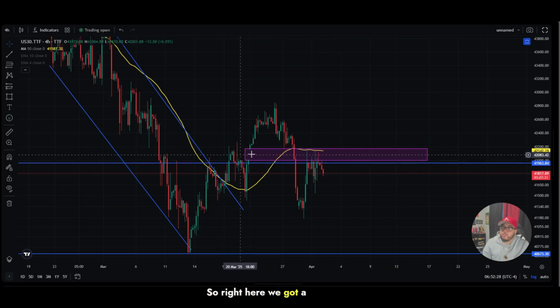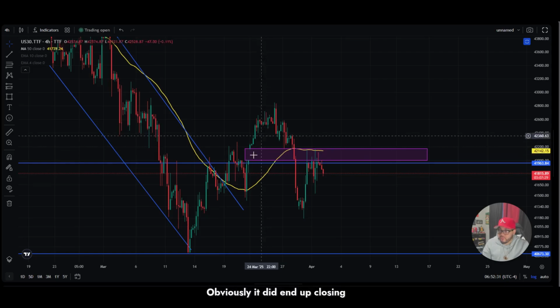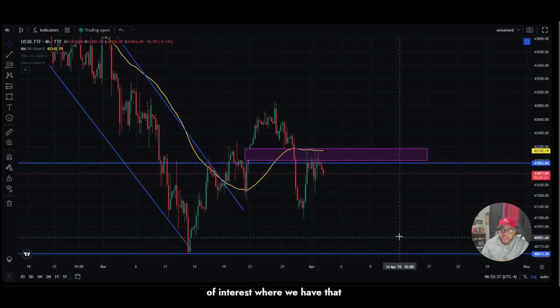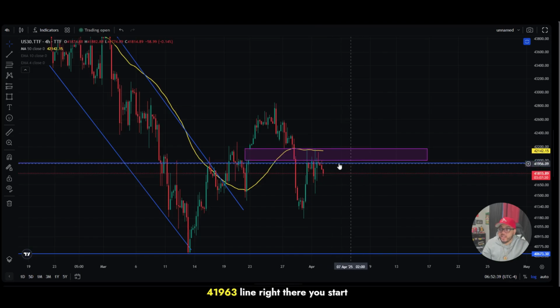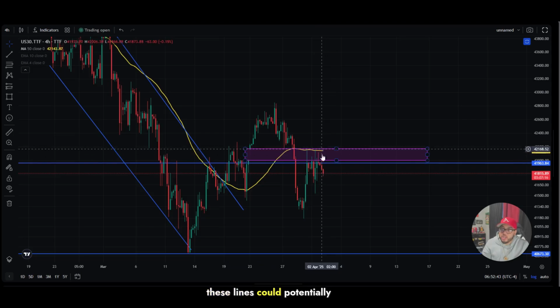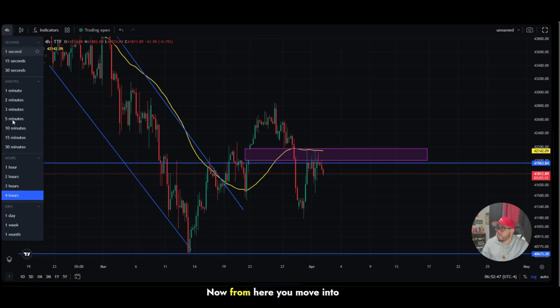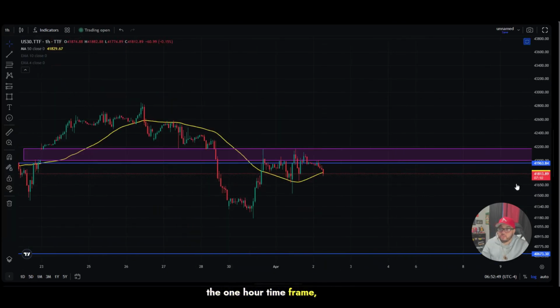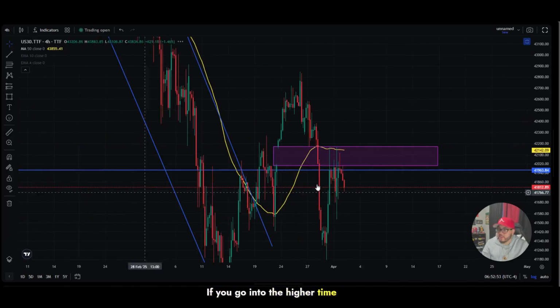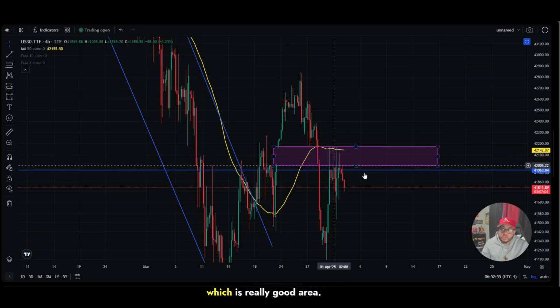So right here we got a market opening gap. Obviously it did end up closing it, and it's right near our area of interest where we have that 41,963 line right there. You start to see that rejection along these lines could potentially mean going towards the downside. Now from here you move into the 1 hour time frame, you start to see more solid candles, right? If you go into the higher time frames, you start to see wicks, which is really good.